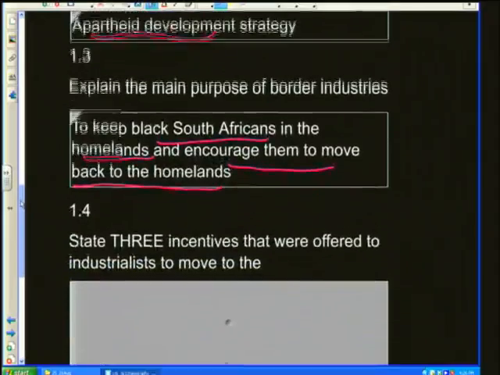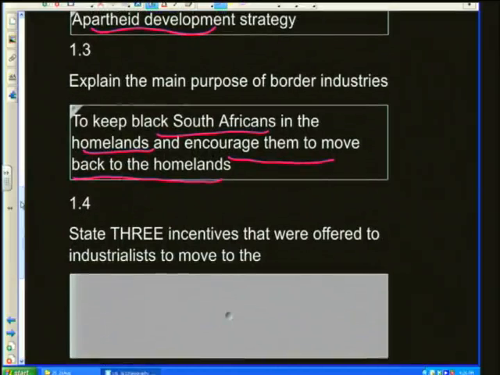Let's look at the next question. State 3 incentives, all right, 3 incentives that were offered to the industrialists to move to these border industries. Okay, that seemed to be missing there, but to move to the border industries. All right.